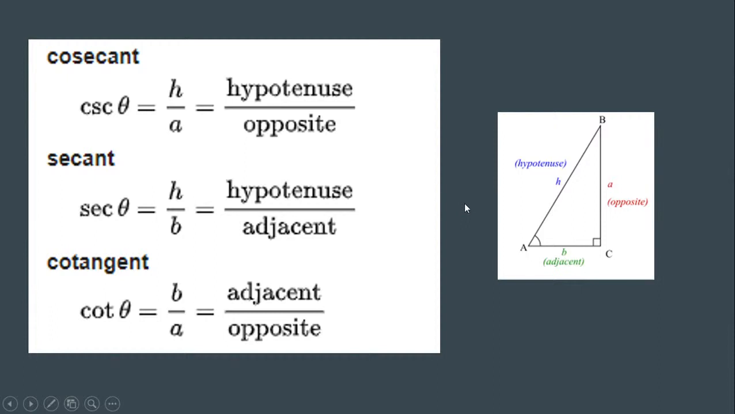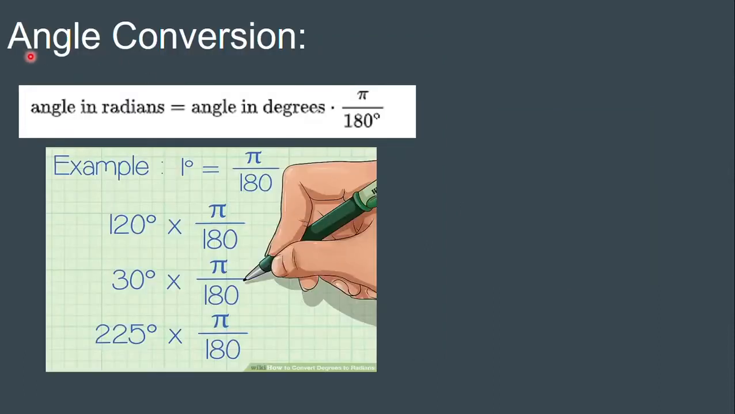That's clear. And we have to see angle conversion. There are two types of angle: one is angle in degrees and the other is angle in radians. It means there are two units to measure the angle in a trigonometric function, degrees and radians. We know the degree ones, like 90 degrees, 30 degrees. But how to convert an angle to radians?